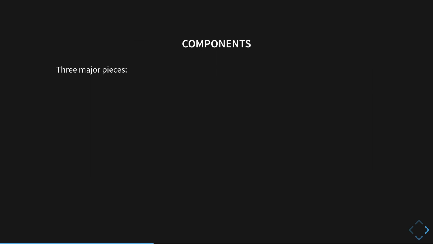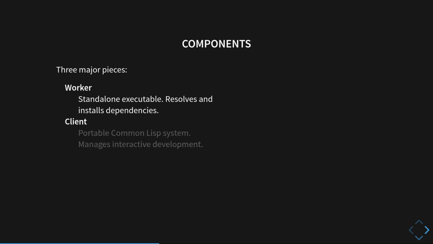Now let's review the 3 major components of CLPM and what they are responsible for. First is the worker. As I've already said, the worker runs in its own process and is actually distributed as both source and a precompiled executable. The worker performs all resolution and installation tasks. Second is the client. The client is written in Portable Common Lisp and is really only needed to manage interactive development.